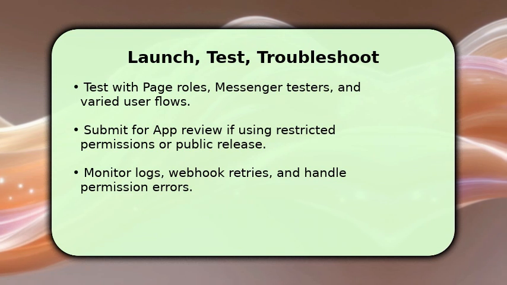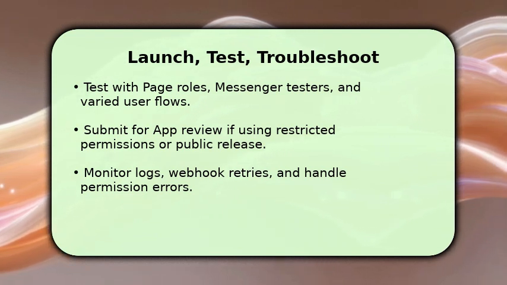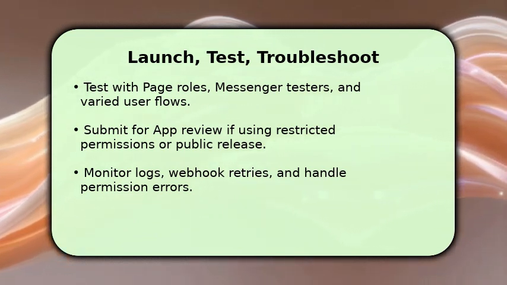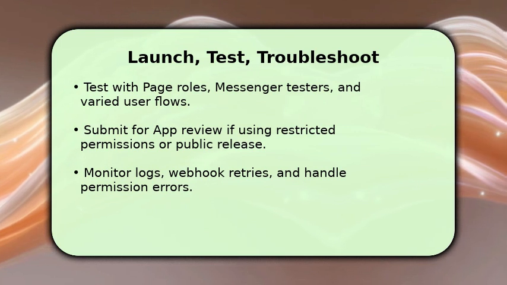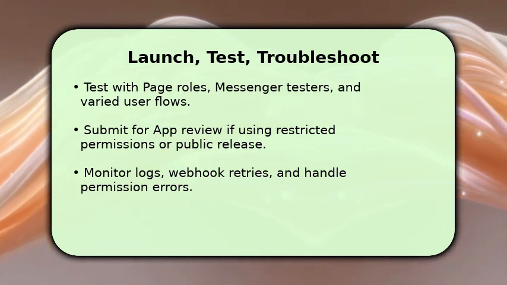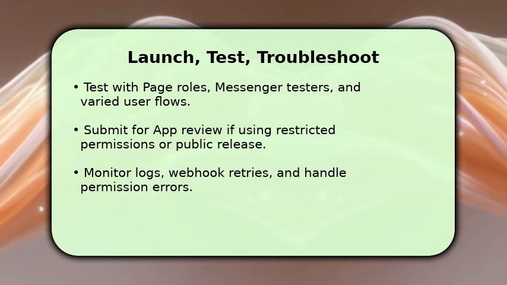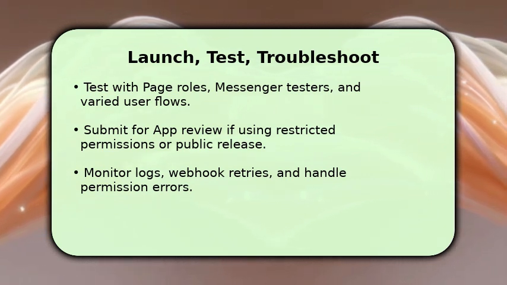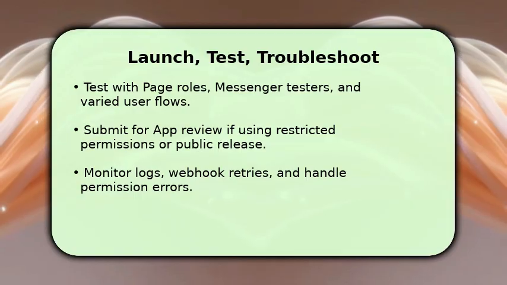If something goes wrong, check logs for webhook retries, Graph API error codes, and permission scopes. A common fix is reissuing the page access token or revalidating the webhook verification token, which resolves most connection failures.